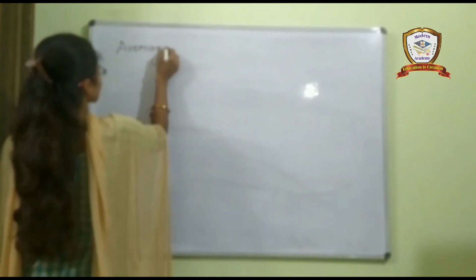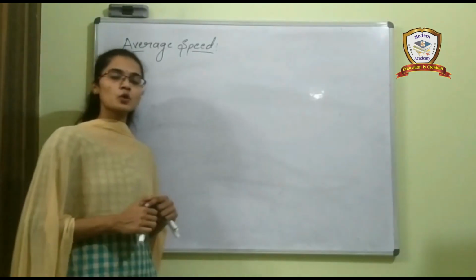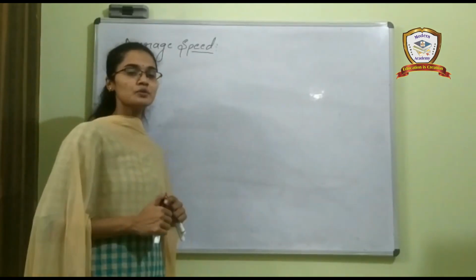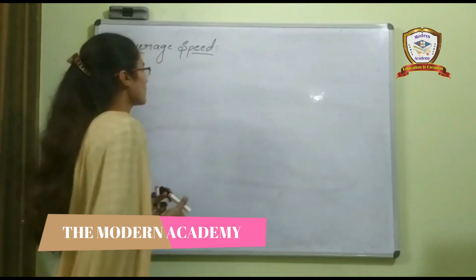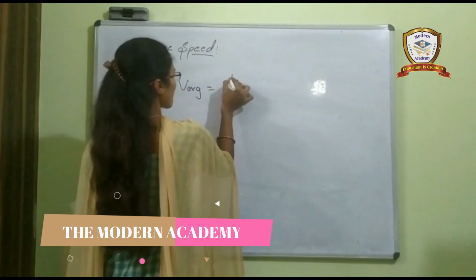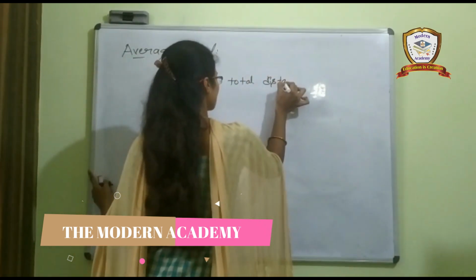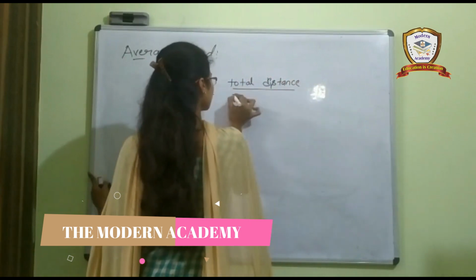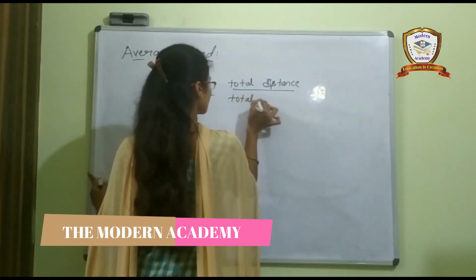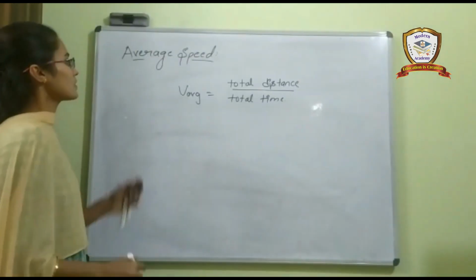Average speed. Average speed is nothing but the ratio of total distance by total time to cover that distance is called average speed. So that is V average equals total distance by total time. It is called average speed.